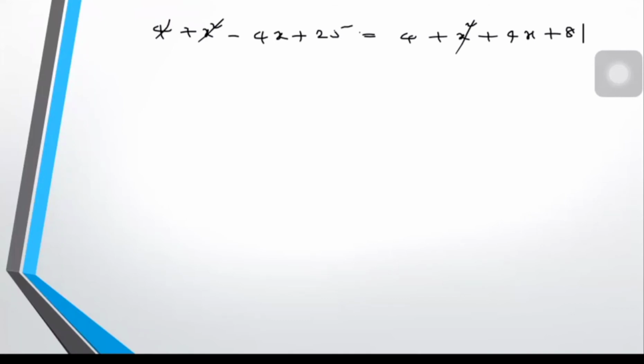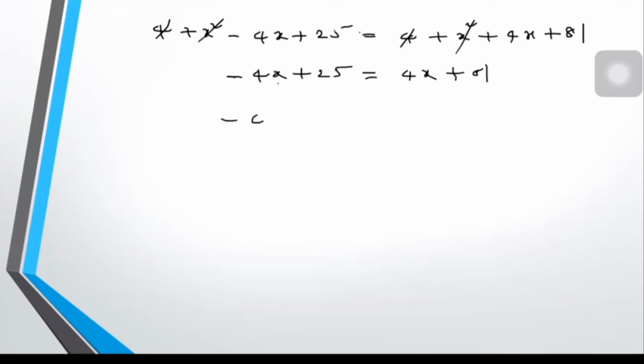Now 4 plus x square minus 4x plus 25 is equal to 4 plus x square plus 4x plus 81. See, plus x square cancels here, and plus 4 also cancels. The remaining terms: minus 4x plus 25 is equal to 4x plus 81.